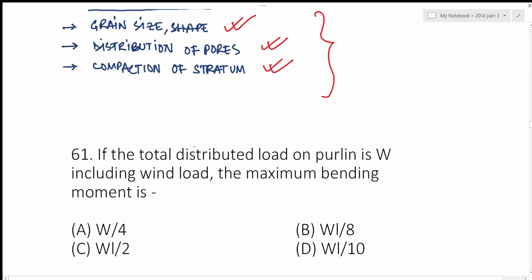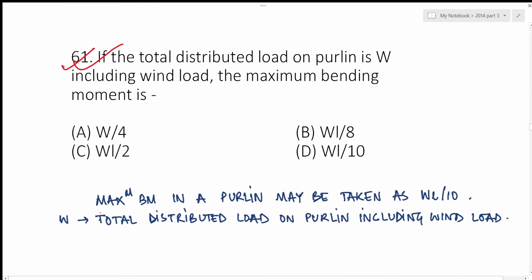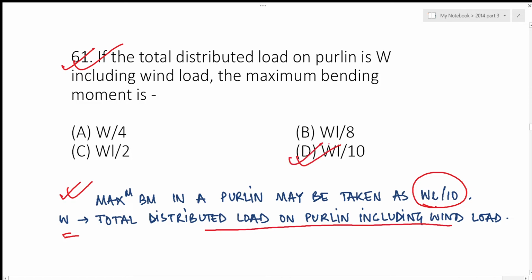Next question, if the total distributed load on purlin is W including wind load, the maximum bending moment is. Now, the maximum bending moment in a purlin may be taken as WL by 10, where W is the total distributed load on purlin including wind load. So the answer should be D.